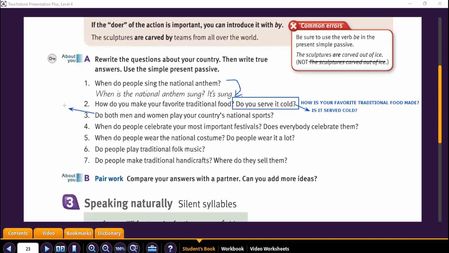Vamos a hacer por el lado de acá la pregunta número 3. Do both men and women play your country's national sports? ¿Sí? Son los dos, hombres y mujeres, los que juegan el deporte nacional de su país. ¿Cómo transformaríamos esto a voz pasiva?